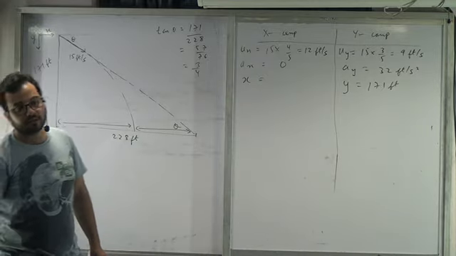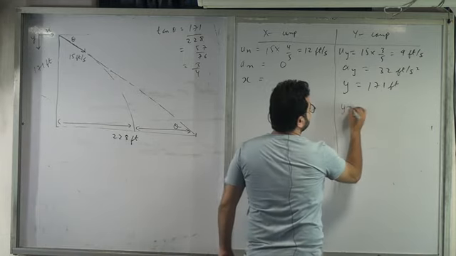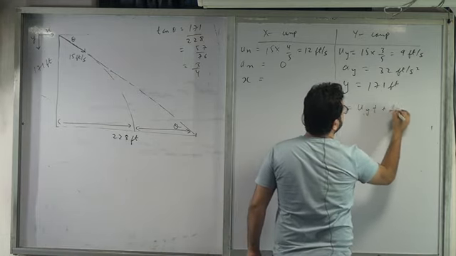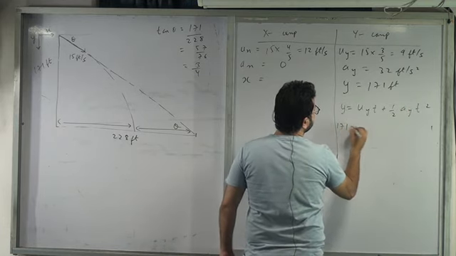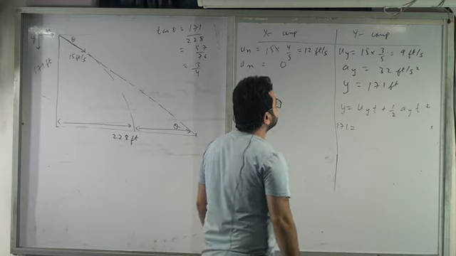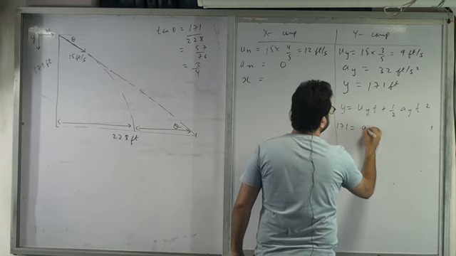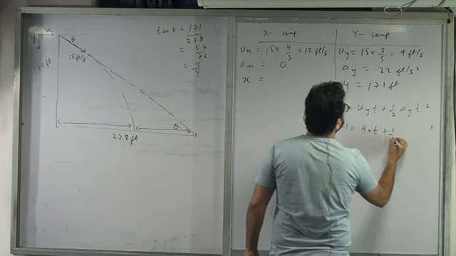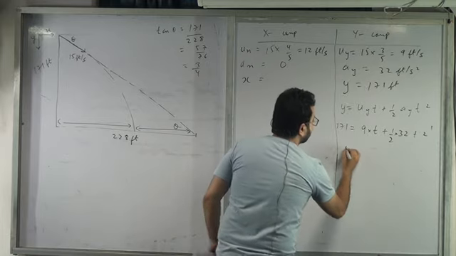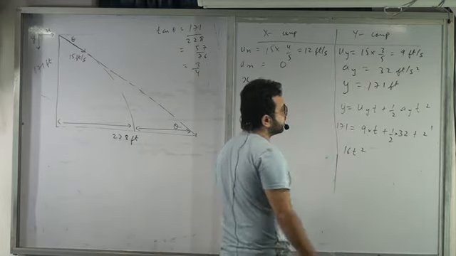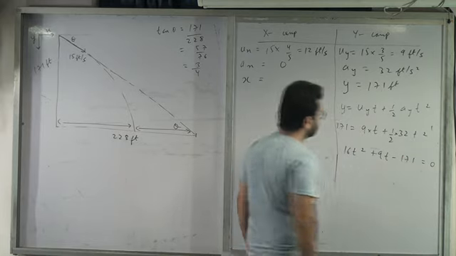The time taken. So all I need to do is put it into y is equal to uy t plus half ay t square. So y is 171, uy is 9. So 171 is 9t plus half into 32 into t square. I'll get a quadratic equation, and that will be 16t square plus 9t minus 171 equal to 0. Can I solve this?